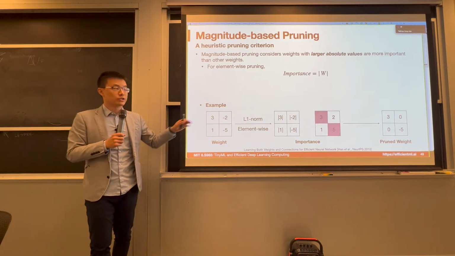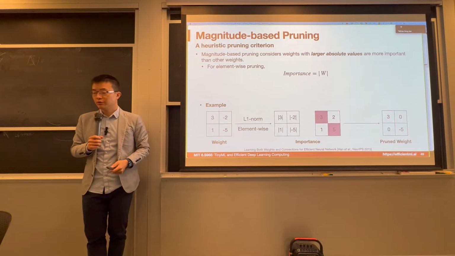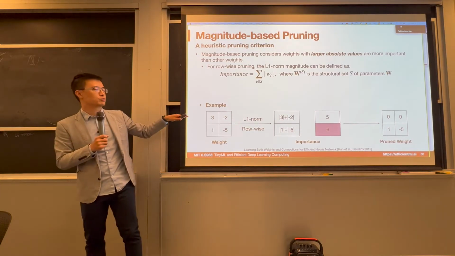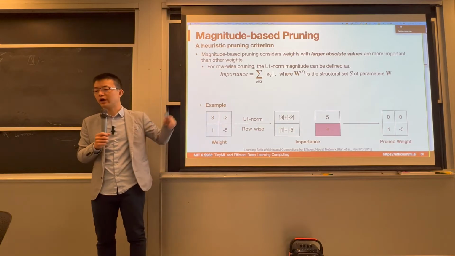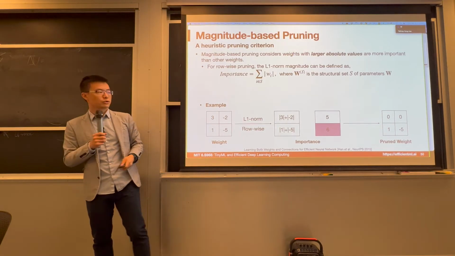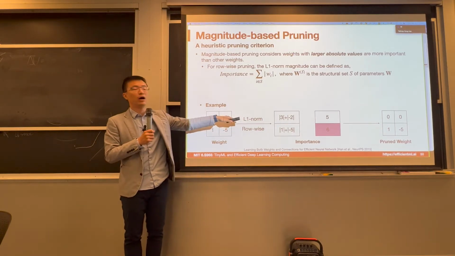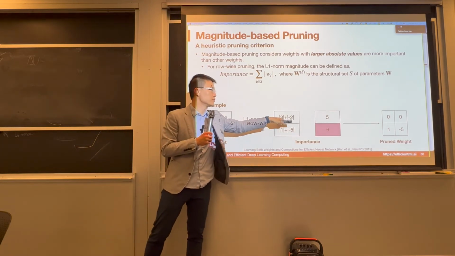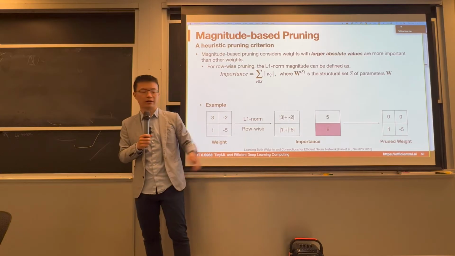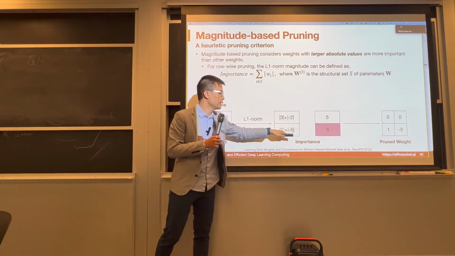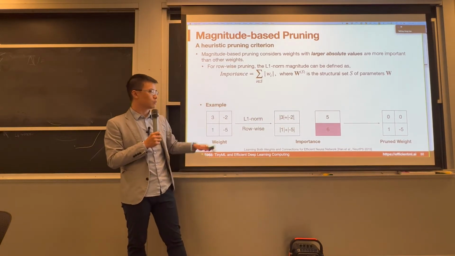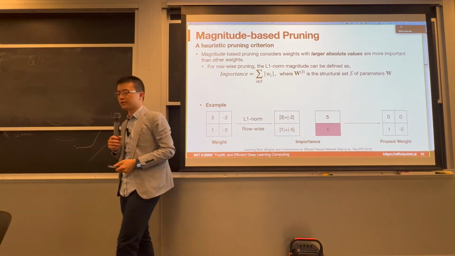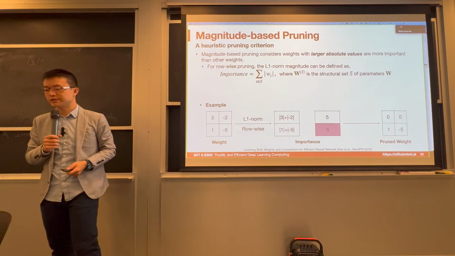So this is individual fine-grained pruning. What if we want to do some structured row-wise pruning? We want to prune the entire row. So we just calculate the L1 norm for each vector. In this case, the first row is basically the absolute value of 3 plus the absolute value of 2, and 1 plus 5. So we keep the largest one and prune the first row, because the L1 norm of the first row is the smallest.